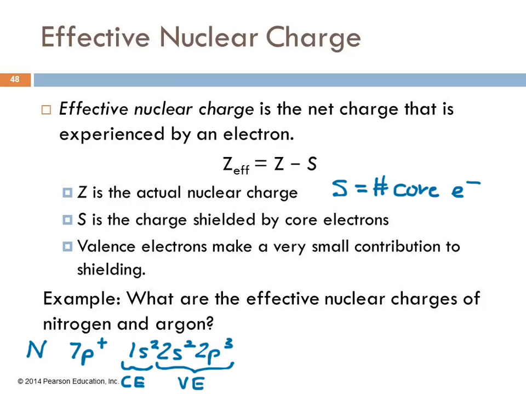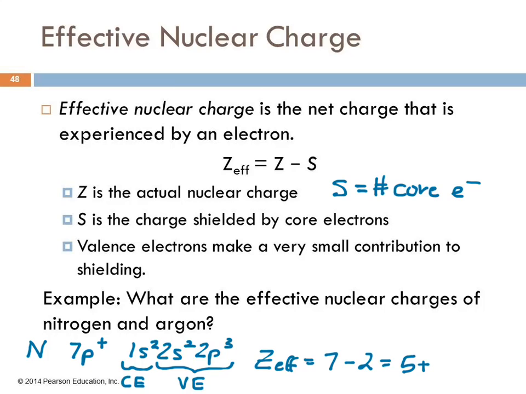So to calculate effective nuclear charge for nitrogen, we're going to take the actual nuclear charge of 7, and we're going to subtract 2, and we're going to get a charge of 5. So its charge is 5+. That's what these valence electrons out here see.